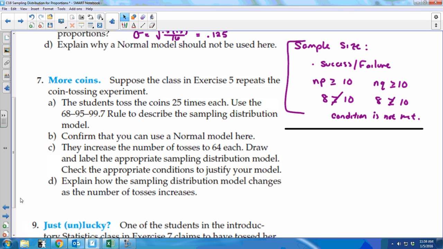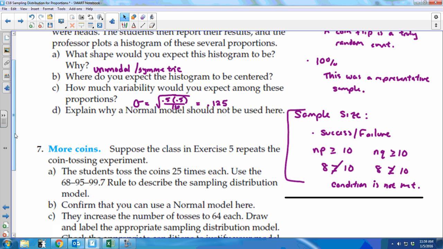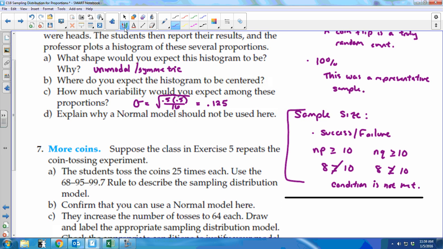All right, so it says use the 68, 95, 99.7 rule to describe the sampling distribution model. So on part A, I'm not going to do this unless you want me to. All it's asking you to do is to draw out the model. We know the mean is at 0.5. The standard deviation is not what it was in number 5. Why is the standard deviation different from here? Right, we changed the sample size.